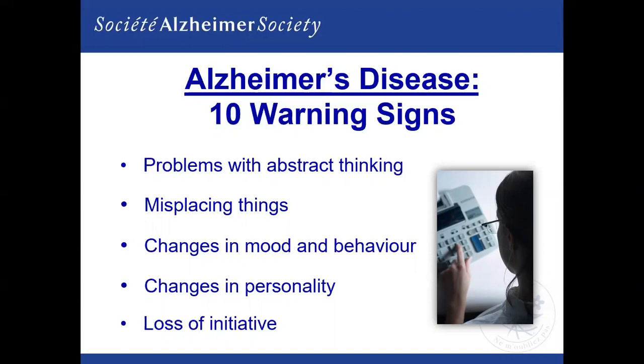And then the last warning sign here is loss of initiative. It's normal for us to tire of housework and business activities or social obligations, but usually after a period of rest, we regain our initiative and our interest in those activities. But for a person with Alzheimer's disease, they may become more passive or disinterested or need cues or prompts to become involved in activities that they didn't have any difficulty being involved with before.